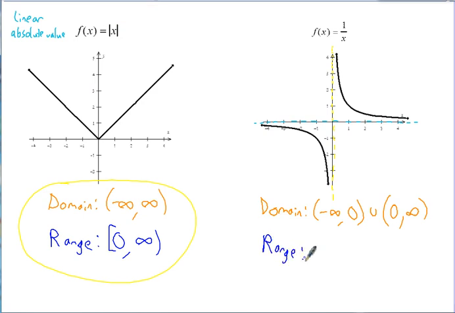And the range on this one, you can see it heads down forever with that arrow to negative infinity. But as you head up, notice it never touches the x-axis here, so y is never 0. You stop at 0 with the parentheses. And that takes you to right there. And union with this interval starts right above 0, so 0 with the parentheses, and it goes up forever all the way to infinity.